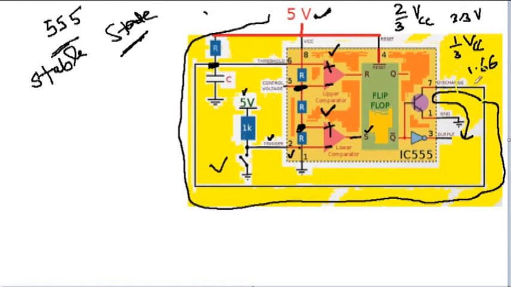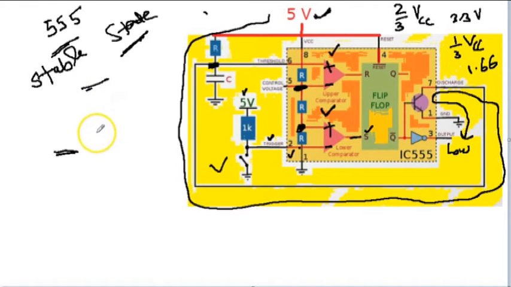Now as this is high, and this is a NOT gate, this will be low. So the output is low. This is the stable state. Current is flowing through this path, so there is no charge on the capacitor. Okay, this is the stable state of the 555 timer.